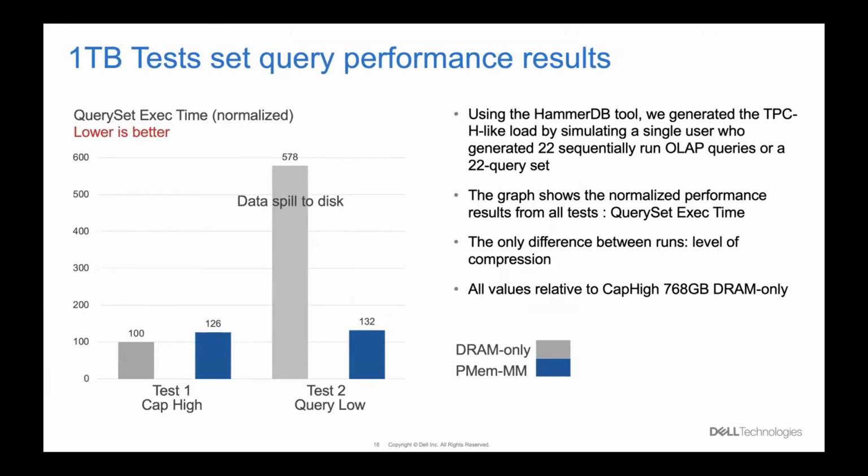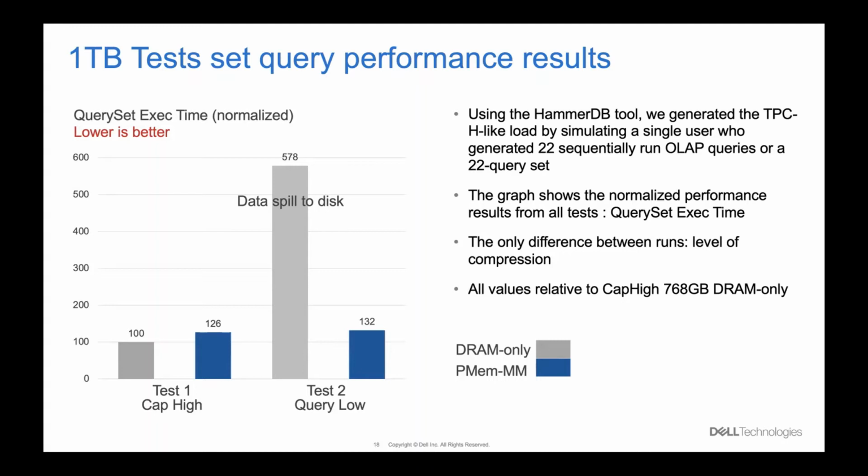So let's take a look at the test results, and then we will go to the findings. So, the results for the 1 terabyte schema. In both scenarios, we ran 22 sequential queries of 22 sets, and the workload was OLAP, and the tool which we were using was the Hammer database tool.